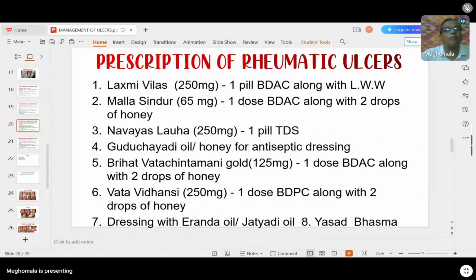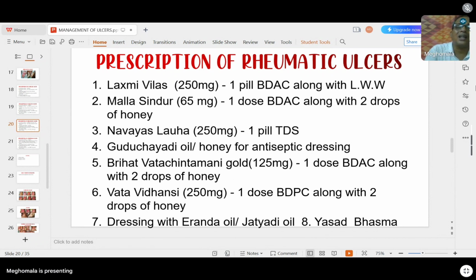But one thing you have to remember: in the rainy season, we should avoid oil. It is better to go for Ghrita. Then it will give you better results.